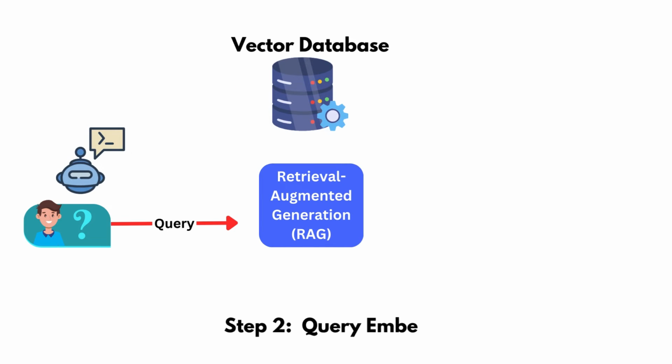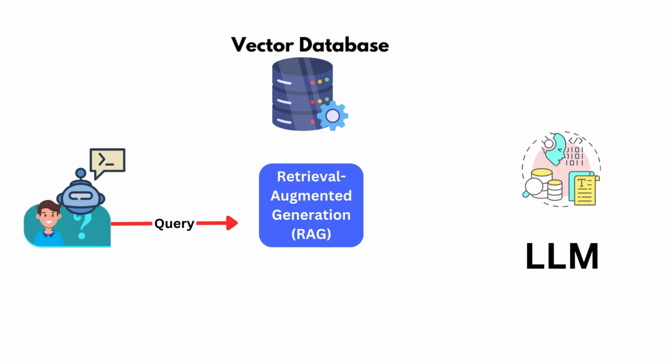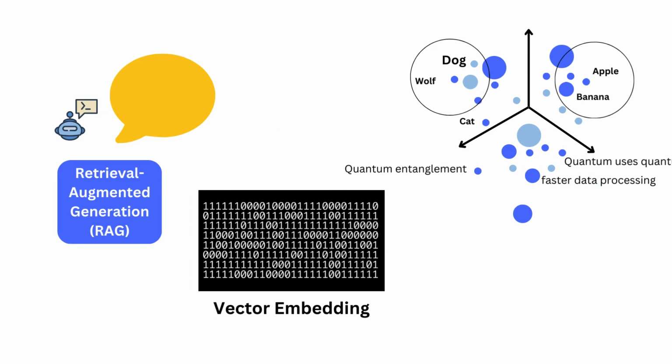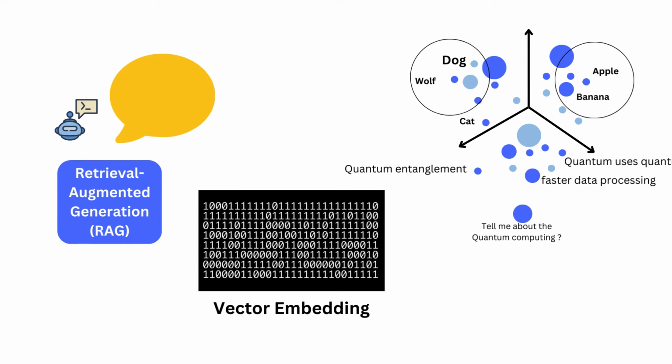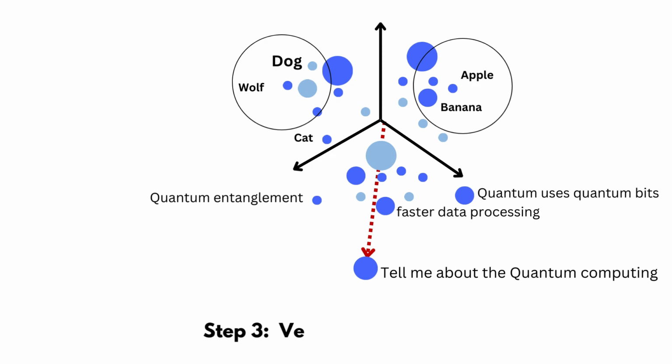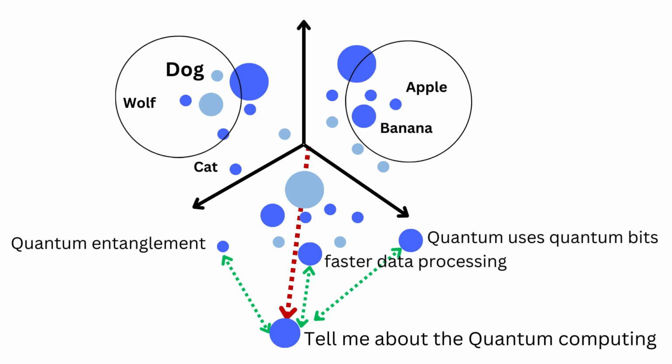Step 2. Query embedding. When a user submits a query, the RAG system intercepts it and immediately converts it into a vector using embedding techniques. This ensures that queries and local data are in the same format for accurate comparison. Step 3. Vector search. Now, the RAG system performs a vector search in your local database to identify vectors that are most similar to the query vector. It uses techniques like squared Euclidean distance or cosine similarity, which we discussed earlier, to fetch the top 5 or more relevant results.